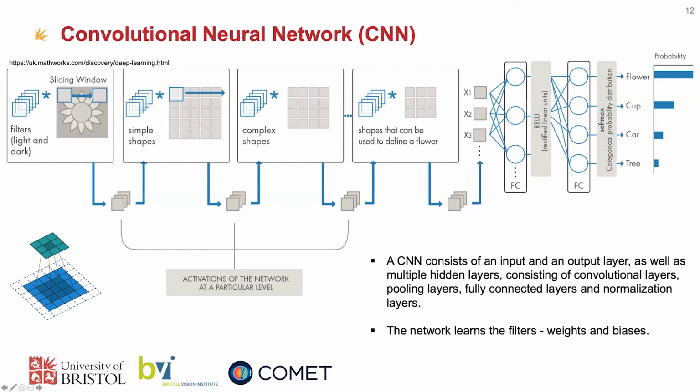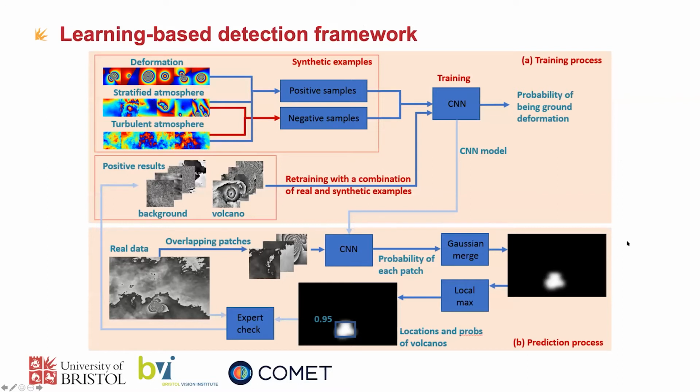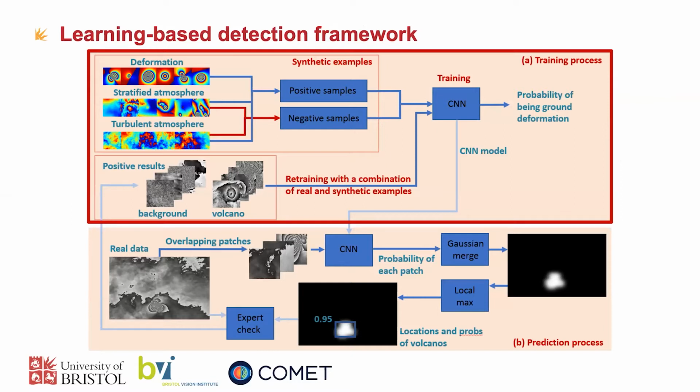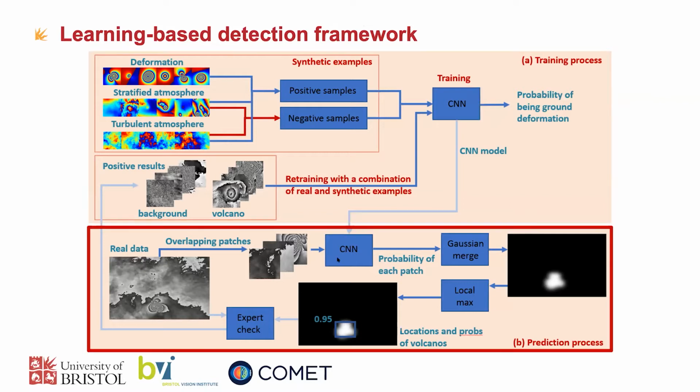So this is the framework that we propose. We have the training process, which is the same as the machine learning we talked about before, and then the model with CNN. After we get the model, we use it for predicting on newly coming interferograms to get the output. Then I will go through all of the process from here.